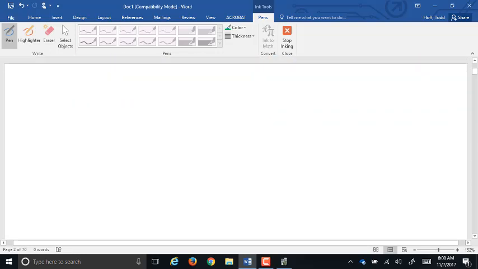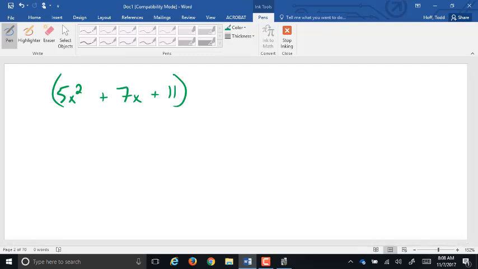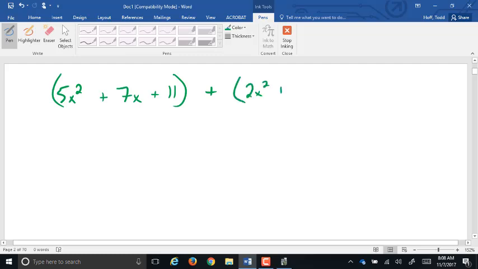Well, let's go to the next step. What if we have 5x squared plus 7x plus 11? Again, just like our scientific notation, I'm putting in parentheses not because there's something we need to do there. I'm just separating that out as a number. Plus 2x squared plus 9x plus 3. If I'm asked to add those two numbers, I can add them just like whole numbers. Because remember, these are just the place values.